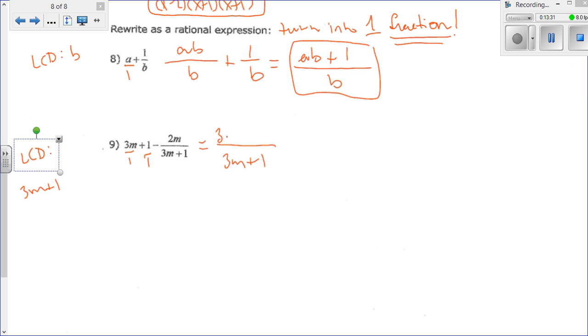So I'm going to take the 3m that was there and multiply it by 3m plus 1 because that's what we multiplied the denominator by, plus, well, 3m plus 1 is my new denominator, and my numerator is also going to be 3m plus 1 because that is a 1. Anything over itself is 1, minus, I do not have to do anything to the last fraction, that's just a 2m over 3m plus 1.